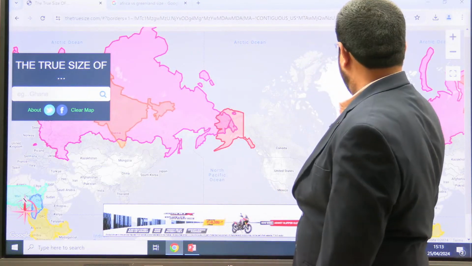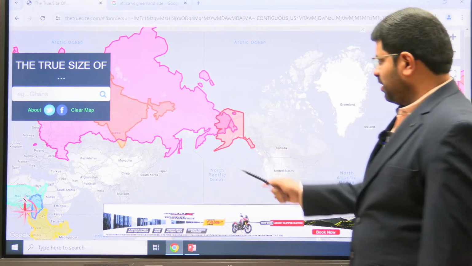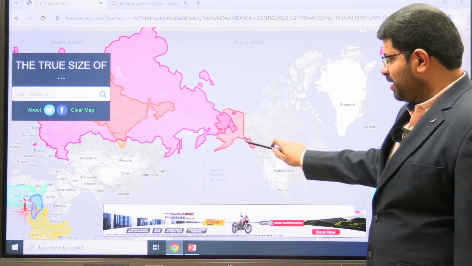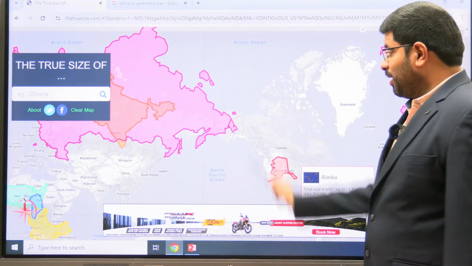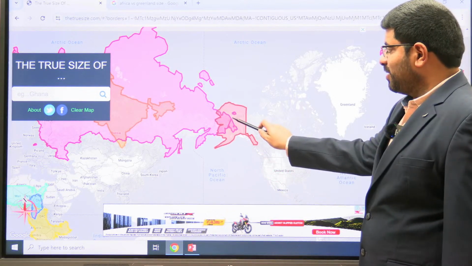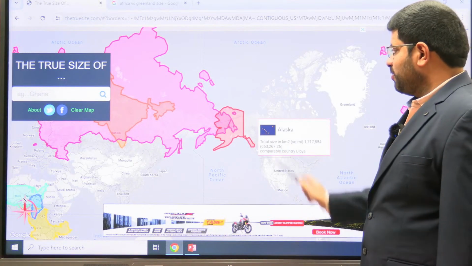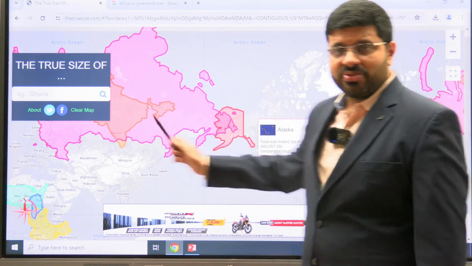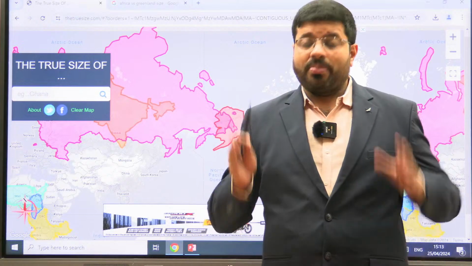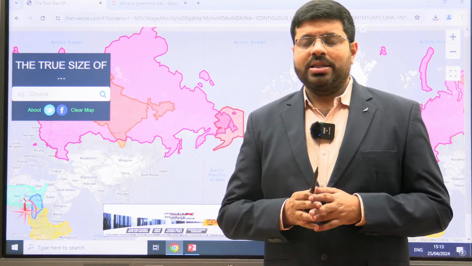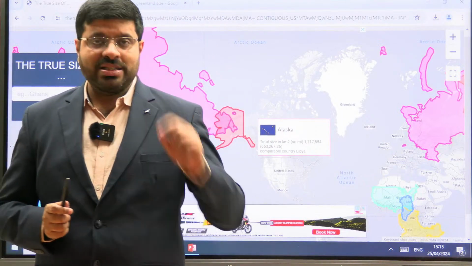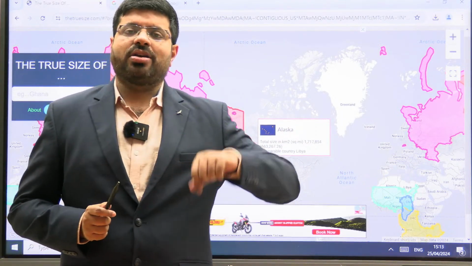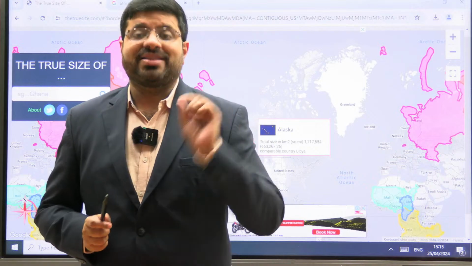Okay, this is Alaska. Look at the size of Alaska compared with the USA. As you bring it down, this should be the smaller one, but it looks very big. Look at the big size. It is because of the distortions you find in the Mercator projection. This Mercator projection distorts any region as you move from the equator towards the poles. That is the outcome of the discussion.